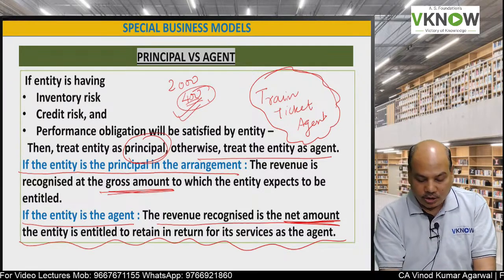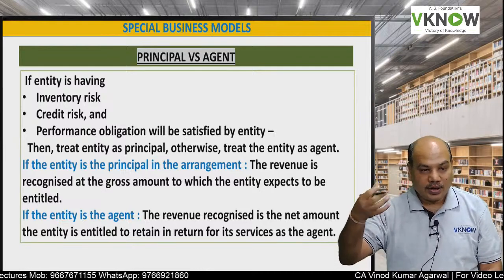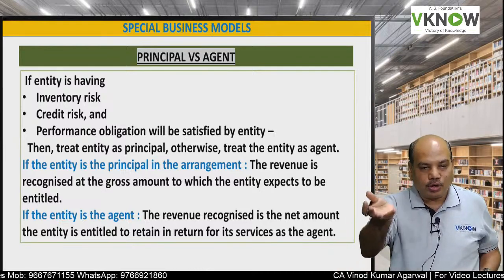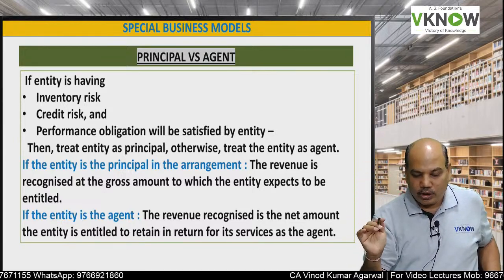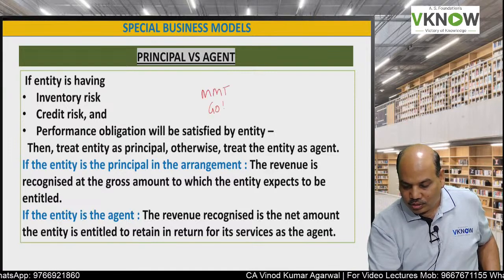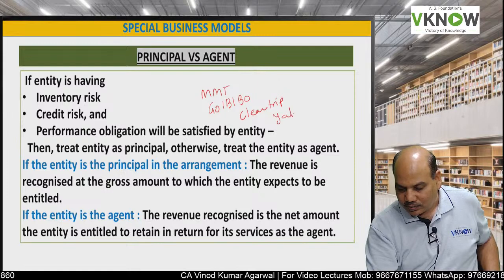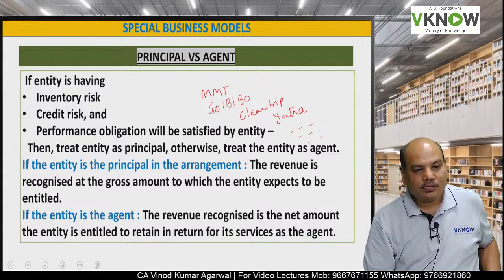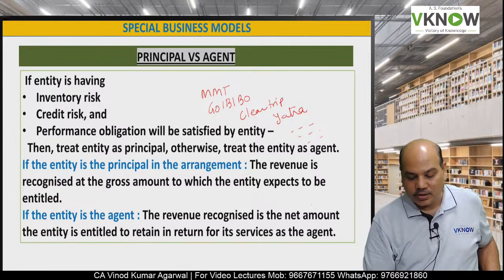This is something important, because nowadays there are many websites acting as an agent, but in order to improve their top line, they are showing the gross amount as revenue. So when you do the audit of such companies, Make My Trip, Go Ibibo, Clear Trip, Yatra, and so many others, one has to check whether they are acting as a principal or as an agent.